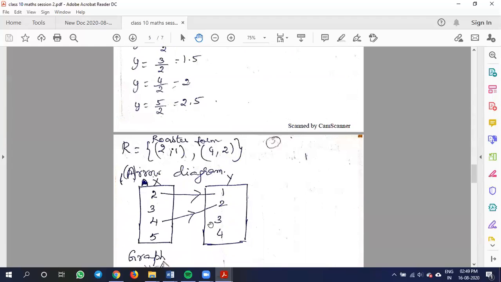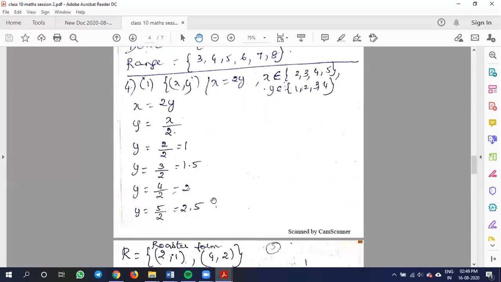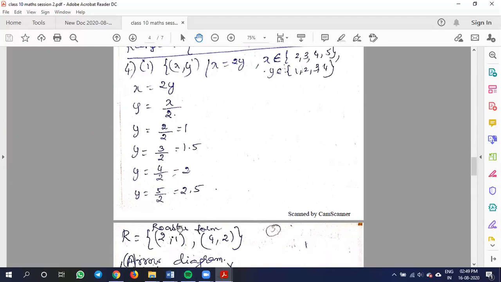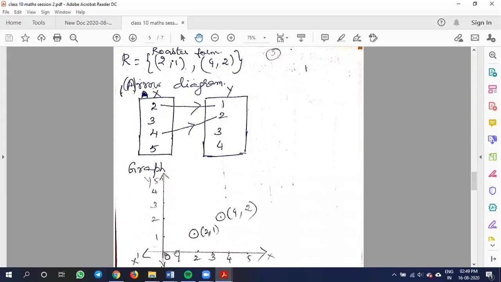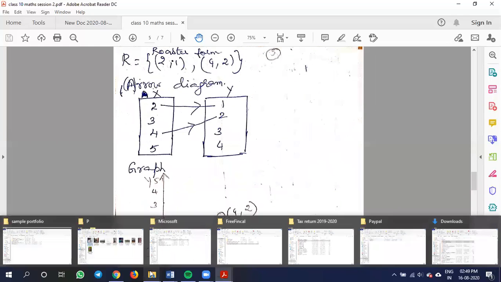Now the arrow diagram. For writing the arrow diagram, you have to take the elements of x: 2, 3, 4, 5, and the elements of y are 1, 2, 3, 4. That is given in the sum itself. So what is the arrow diagram? 2 should be matched with 1, 2 comma 1, and 4 to be matched with 2, so 4 comma 2. So this is called the arrow diagram. We are putting the arrow, no? Then the graph, you know already. So the graphical representation.